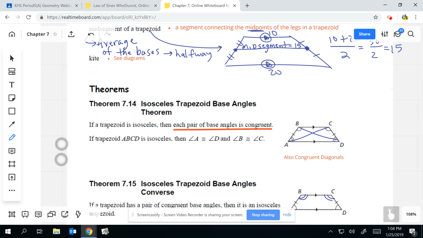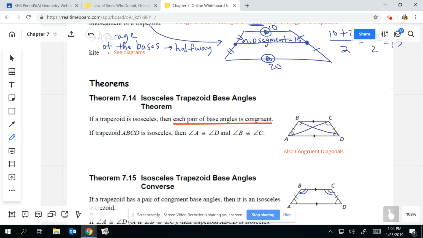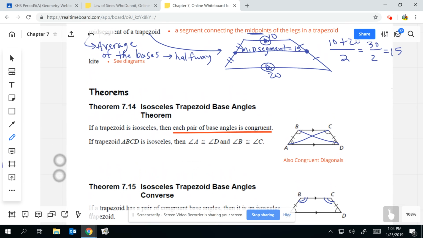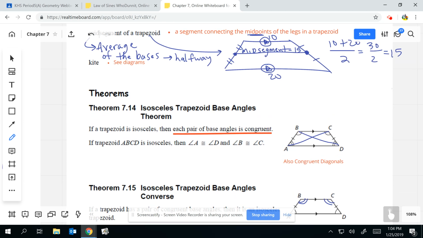This is the theorems. You just look at them. I already showed you all the pictures already. But anything you see in red, I would write down. Each pair of base angles is congruent. Then your diagonals are also congruent. I would have that written down because if your base angles are equal, then your diagonals will also be equal. Because your angles make the diagonals the same. They stop and start at the same place.